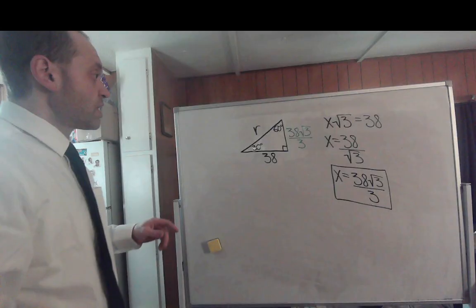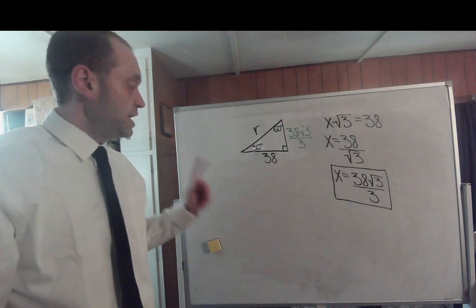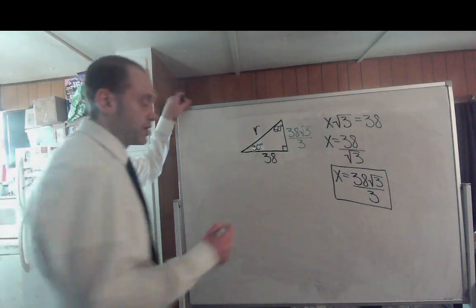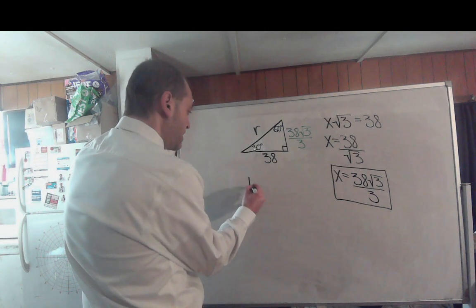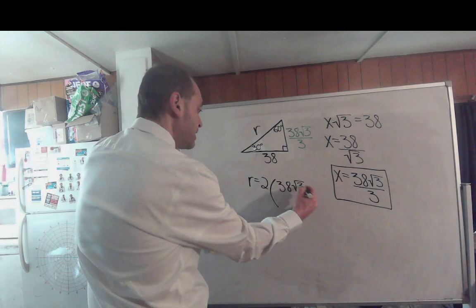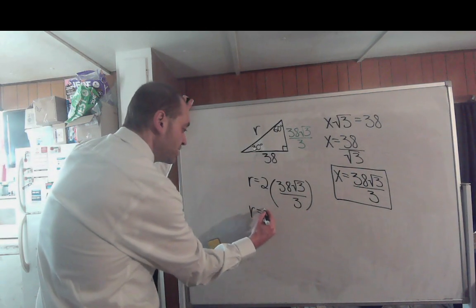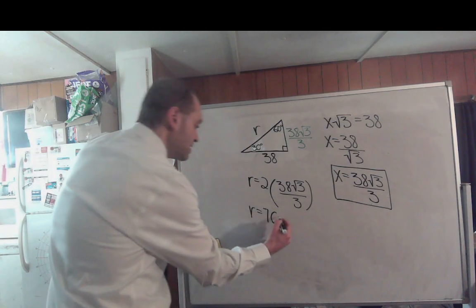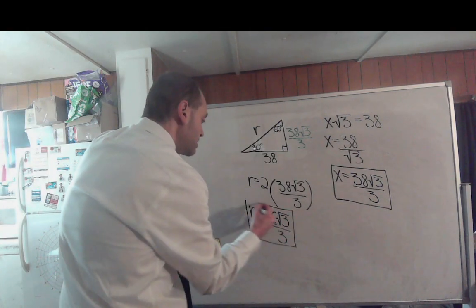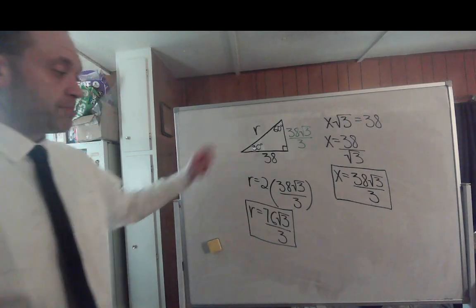Now, what can we say about the hypotenuse then? The hypotenuse is going to be twice as long as the shorter leg, twice as long as the 30-degree angle leg. So that r is going to equal 2 times that 38 times the square root of 3 all over 3, which then means that r would have a length of 76 times the square root of 3 all over 3. So that would be the length of your r, in this case, your hypotenuse.